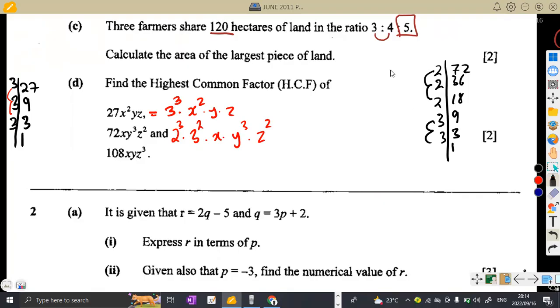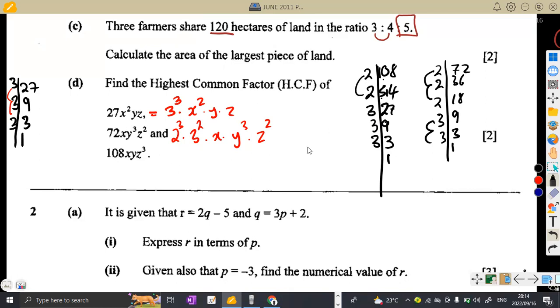We move on to 108. We do the same. 108 divided by 2 here, that's 54, 2 into 54, that's 27. As you can see, we have to move on to 3. 3 into 27, that is 9. 3 into 9, that is 3. 3 into 3, that is 1.